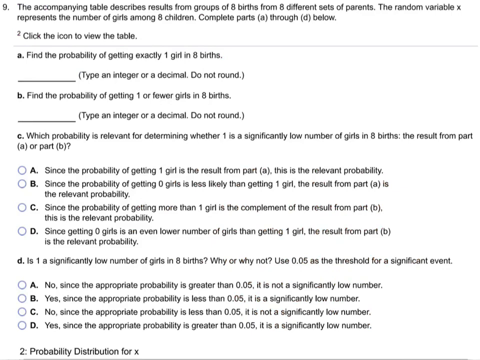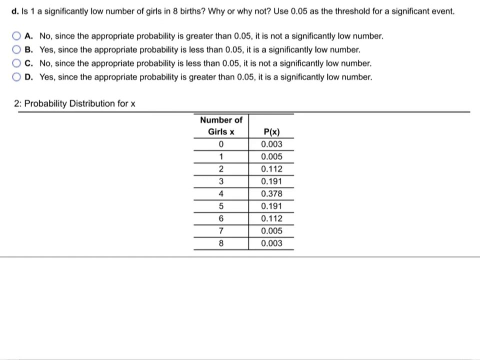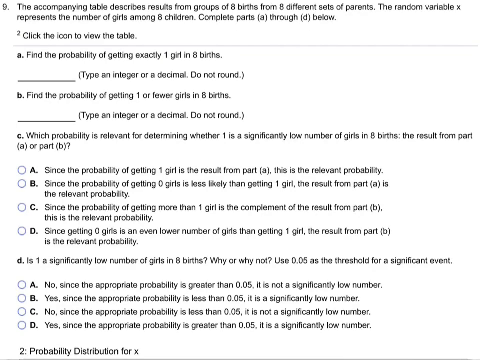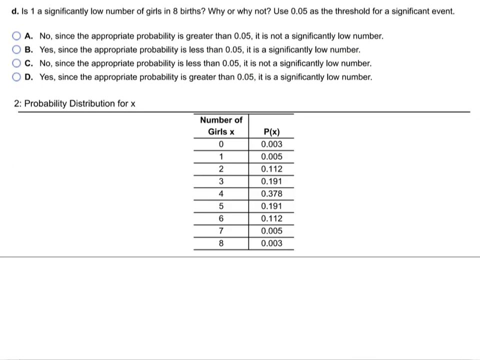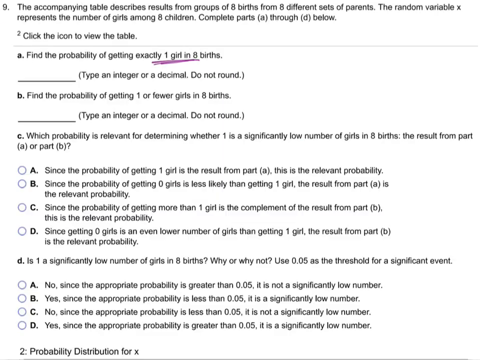All right. Let's move on. Number 9. It's going to be the same exact thing. So 8 births, 8 sets of parents. It's exactly the same. And they're going to ask, find the probability of getting exactly one girl. One girl would be 0.005. And then they say, what's the probability of getting one or fewer? One or fewer. That's going to be the significant one, right? Whenever they go to the end, 1 or fewer, or 6 or more. Whenever you go to the ends, that's how you test significance.